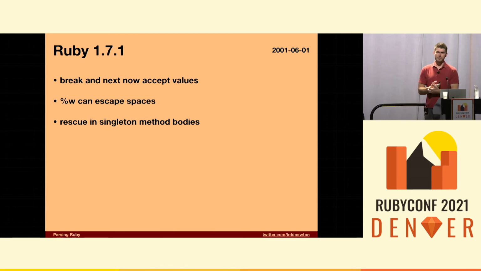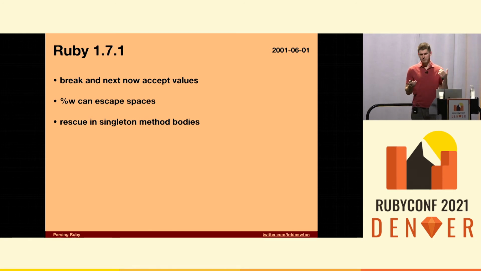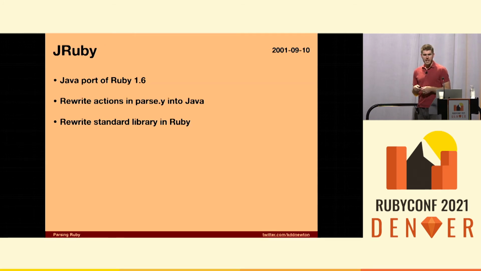Ruby 1.7.1 comes out. This was right around the time of the first RubyConf. And we get some interesting things. Break and next now accept values. Rescue and singleton method bodies. More and more things are getting added. Around this time, JRuby gets created.